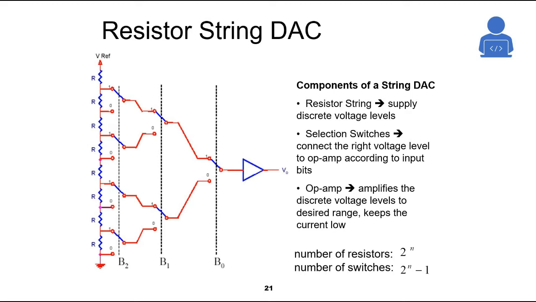The op-amp amplifies the discrete voltage level to the desired range and keeps the current flowing. So the number of resistors equals 2 to the power of n, and the number of switches is 2 to the power of n minus 1. Here B2 refers to the least significant bit, and B0 refers to the most significant bit. This is the number of bits. Here we have 3 bits.